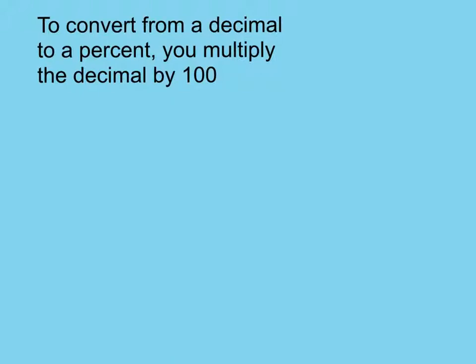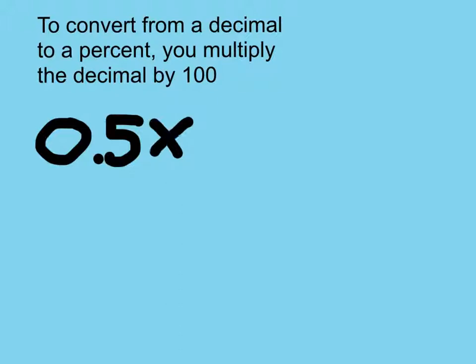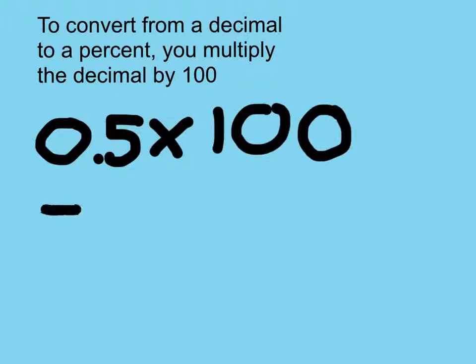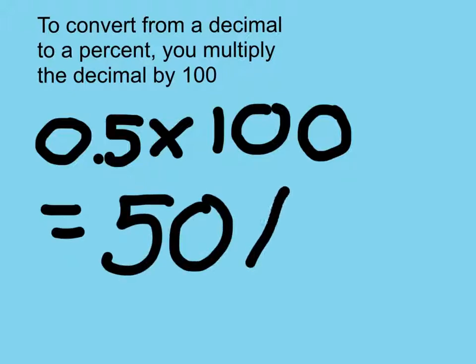Okay, now that you know how to convert a fraction to a decimal, we are now going to convert 0.5 to a percent. And to do that, we have to go 0.5 times 100 to get a percent. And then that's going to equal 50%. So whenever you have a decimal, you always have to times by 100 to get the percent.